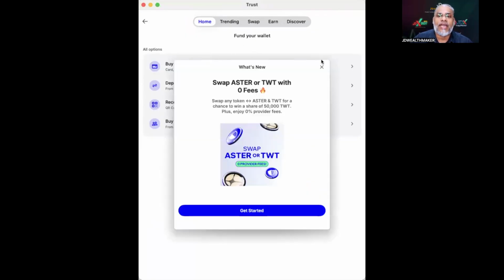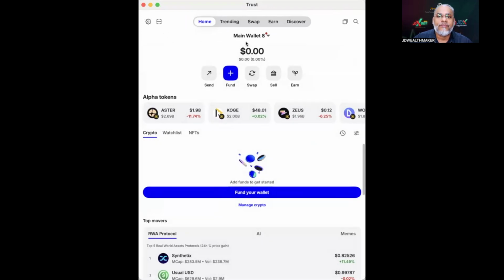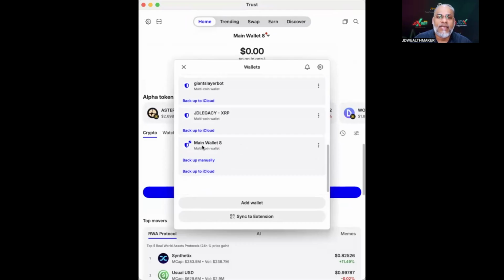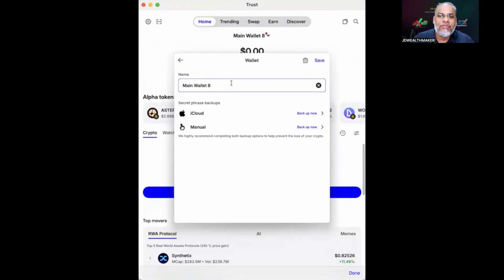I want you to get back to your wallet. You see that I have a new wallet here, called Main Wallet 8. I click the three dots here, and now I want to change the name of this wallet. Let me put ASTER Wealth, for example.